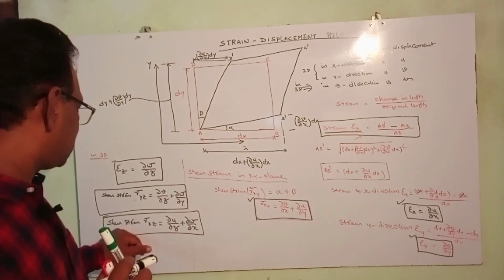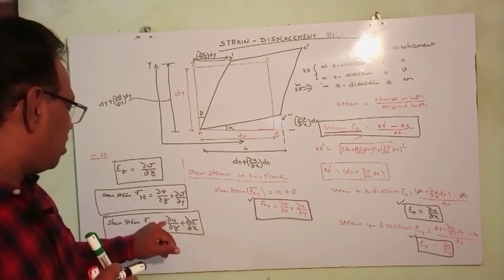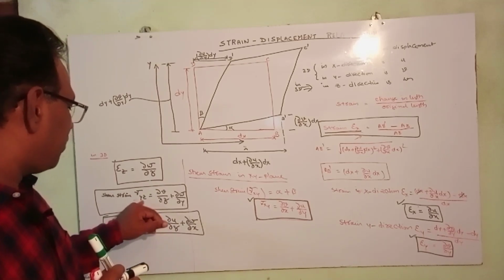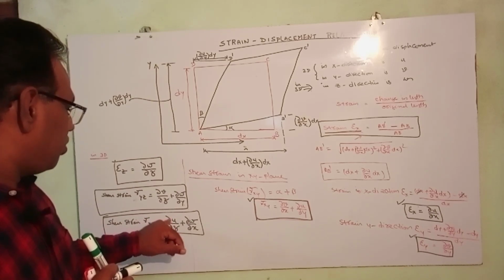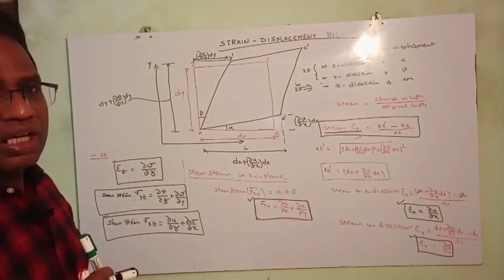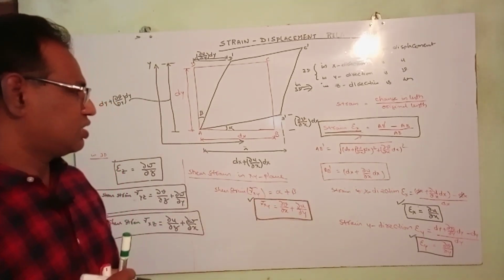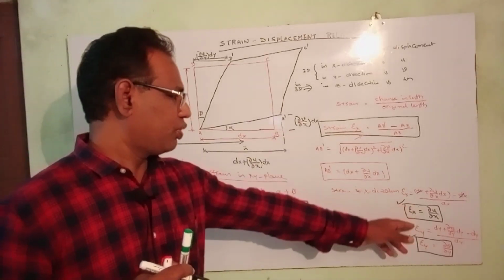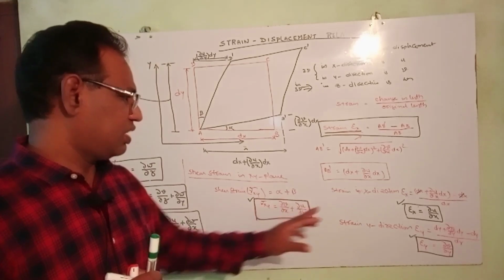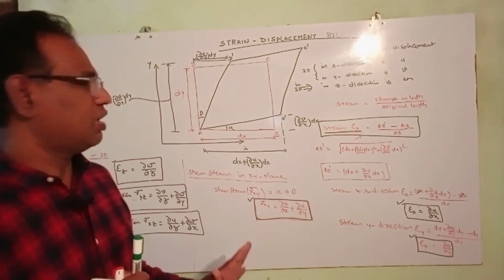Similarly, the shear strain in the xz plane is dou u by dou z plus dou w by dou x. These are the strain and displacement relations. In case of 2D, we have dou u by dou x, dou v by dou y, and gamma xy. These are the linear strains, and this is the shear strain, in the two-dimensional consideration.